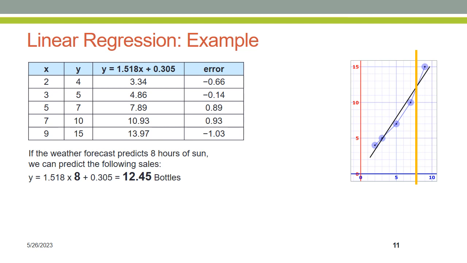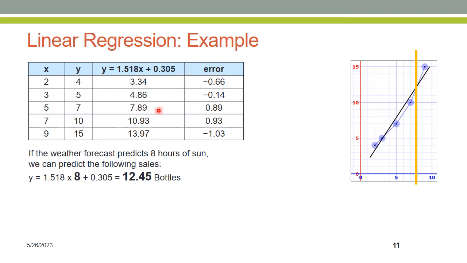Now that we know what our model looks like, namely y equals 1.518 times x plus 0.305, we can calculate the dependent variable values based on our model. And we're seeing here that the output that we're getting from our model is different from our actual reality. We call this difference the error, and this error will become important in a little bit.